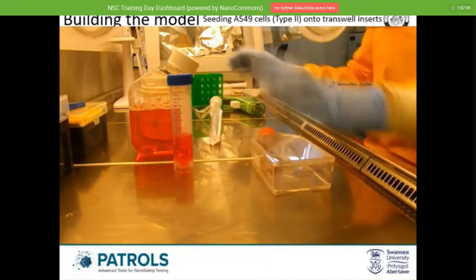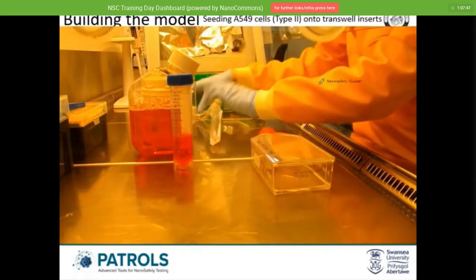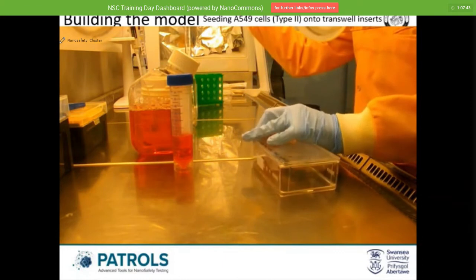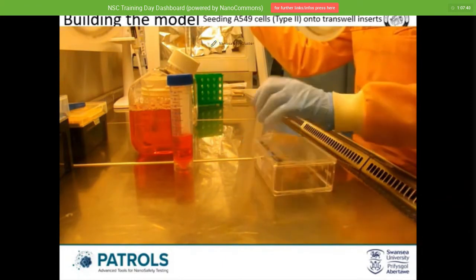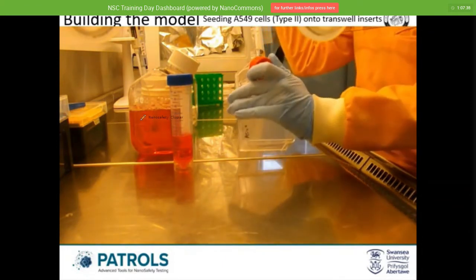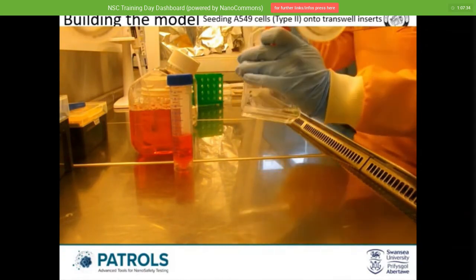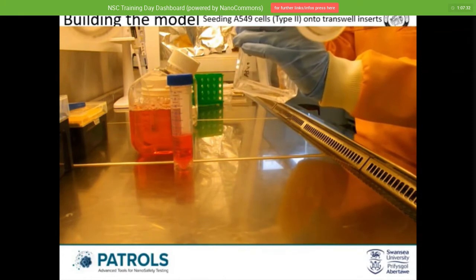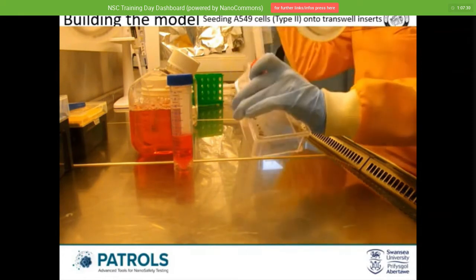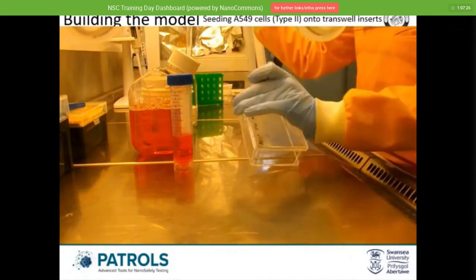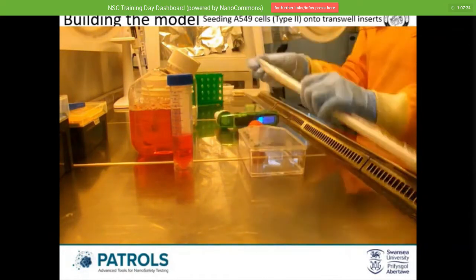So the next step in seeding and building our model is to trypsinize our A549 cells off of the flasks they've previously been growing in, and then seed them onto our transwell inserts. These flasks are washed 3 times with PBS. For a T75, we tend to use 10 mils of PBS per flask. We wash this to ensure there's no media residue left within the flask, so the trypsin doesn't stop working.